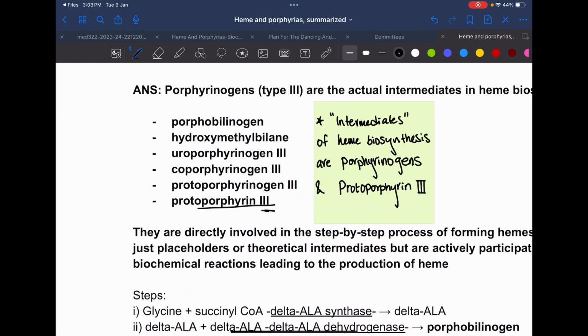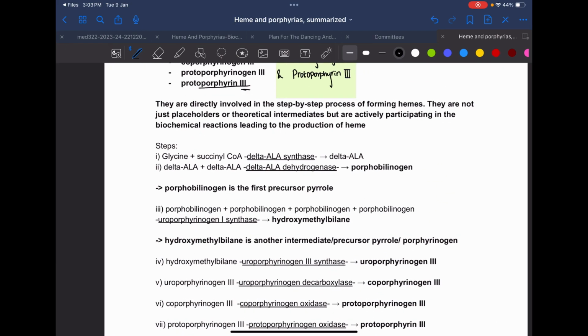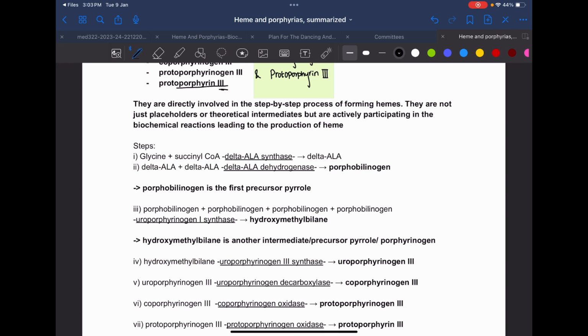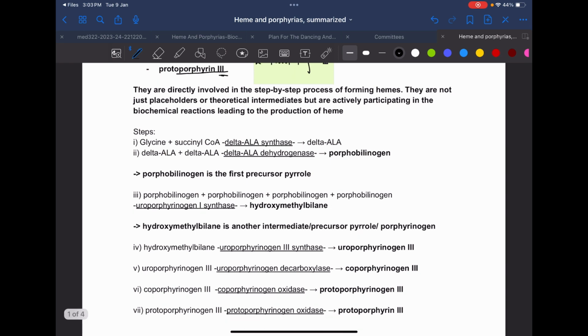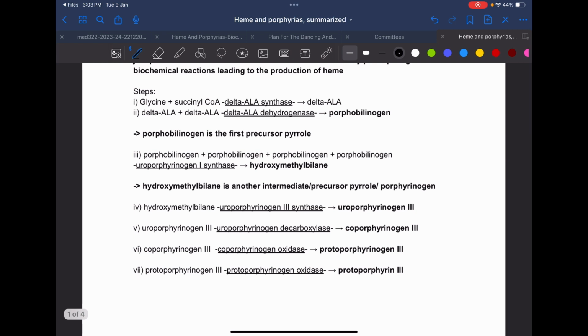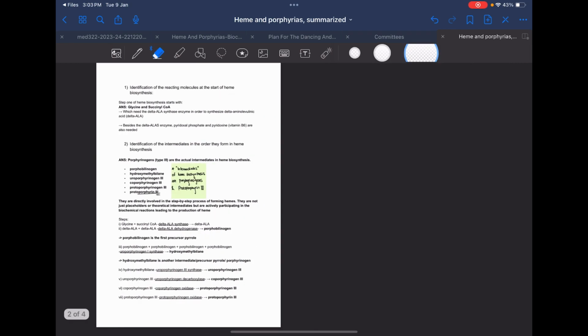Over here, I have them listed off in order. And below this, I have the steps of heme biosynthesis with all the enzymes underlined and the actual intermediates in bold.